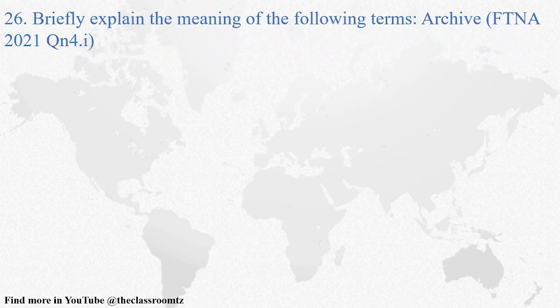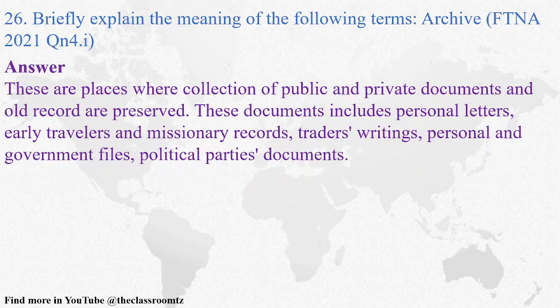Number 26, briefly explain the meaning of the following terms. Archive. These are places where a collection of public and private documents and records are preserved. These documents include personal letters, early travelers' and missionary records, traders' writings, personal and government files, political parties' documents, and so on. As long as it is a document, and that document is all about the past, then it can be kept in the archive.